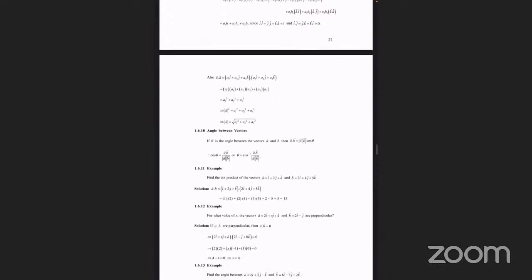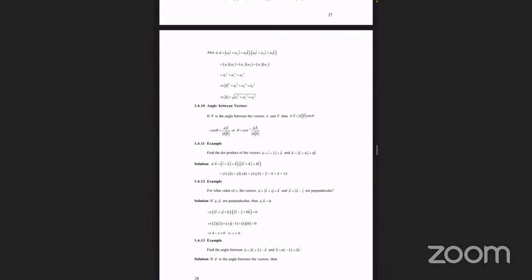The next one is the angle between the vectors. If two vectors are given and theta is the angle between those vectors, then cos theta is equal to A dot B by modulus of A modulus of B. If you want to find the theta value, theta is equal to cos inverse of A dot B by mod A mod B. On this also you will have a problem.